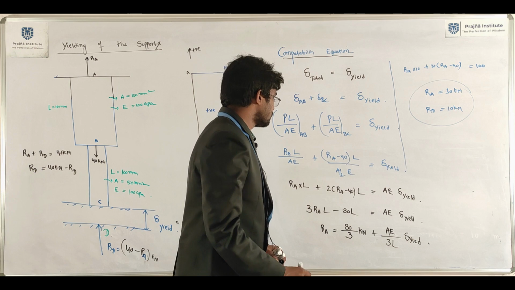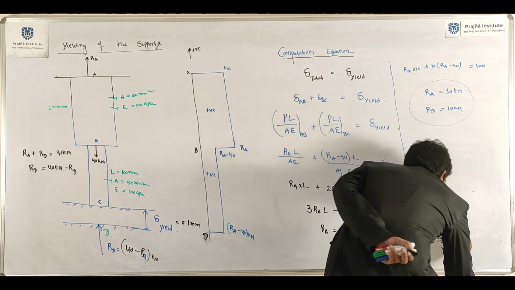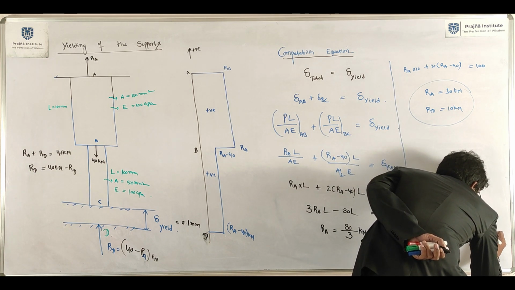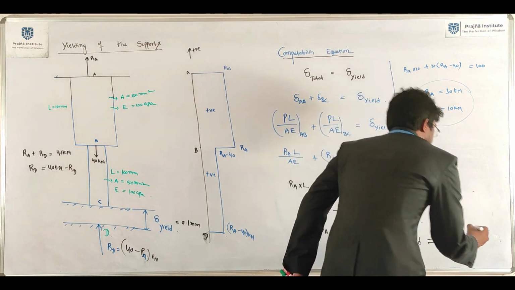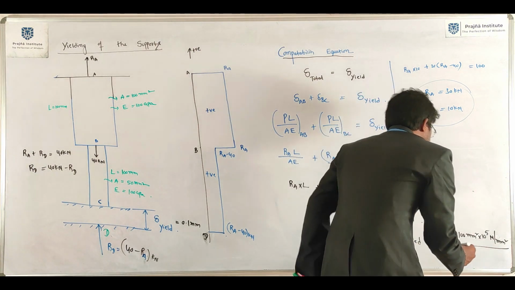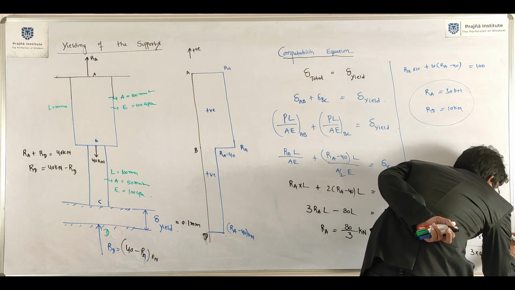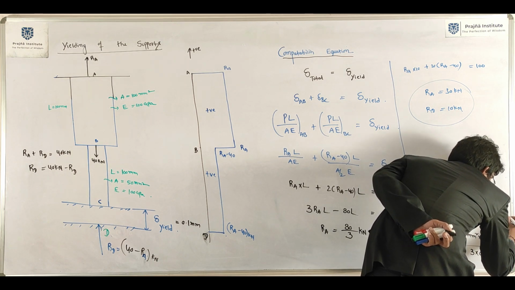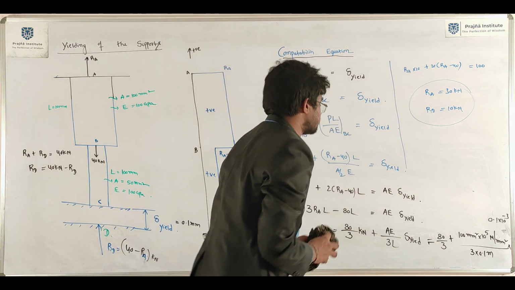80 by 3 kilonewton. AE by L in the sense 80 by 3 plus A in the sense 100 mm square, 10 to the power of 5 Newton per mm square, by 3 into 0.1 meter, here 0.1 into 10 power minus 3. You get delta yield. So, everything we need to write in proper units.